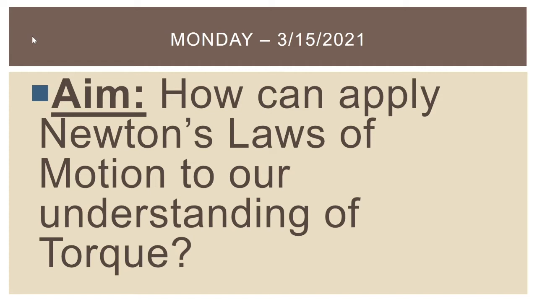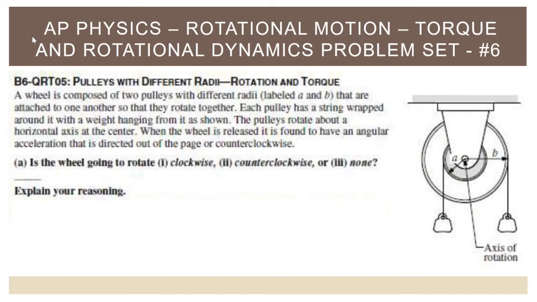In the last video, we covered 1 through 5, and so to start this video off for today, we're just going to finish up 6 and 7. And so we'll start with number 6. This one in the Tipler's book is B6QRT05, pulleys with different radii, rotation, and torque.